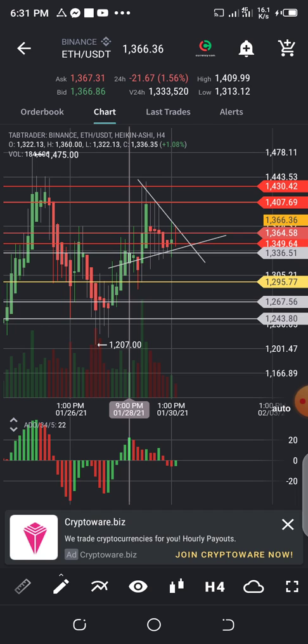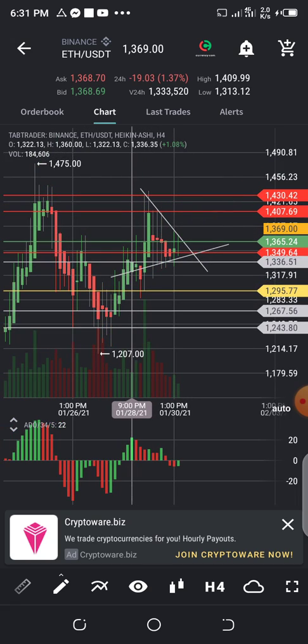All right. Now, what the master triangle shows is that since the price enters into the triangle with an uptrend, then definitely this uptrend is going to continue. So what will happen now is that the price is going to break out here and it will continue to move in an upward direction.